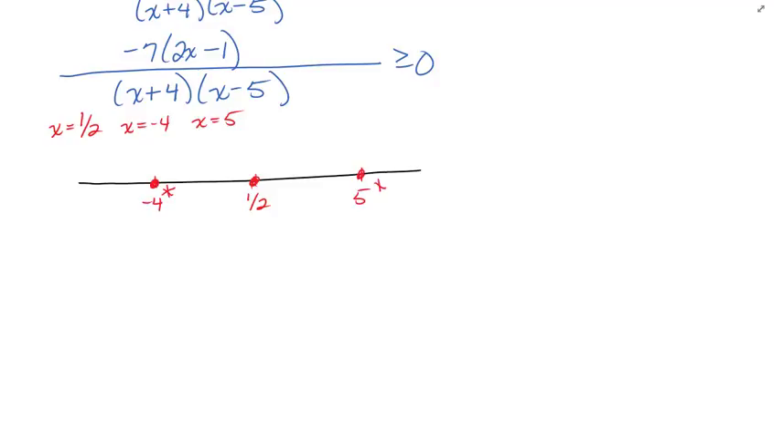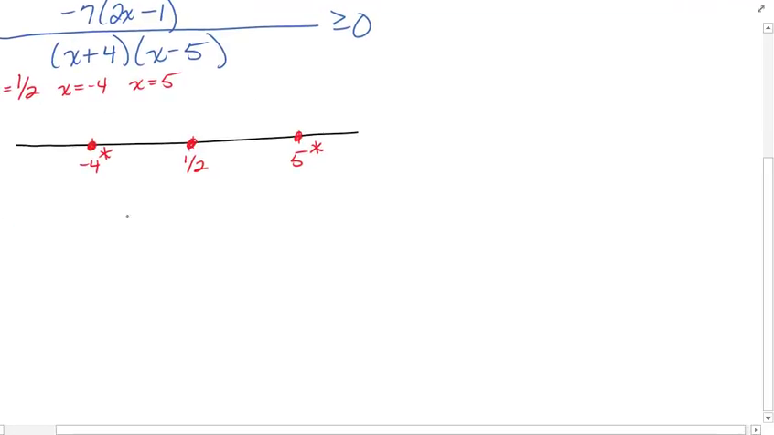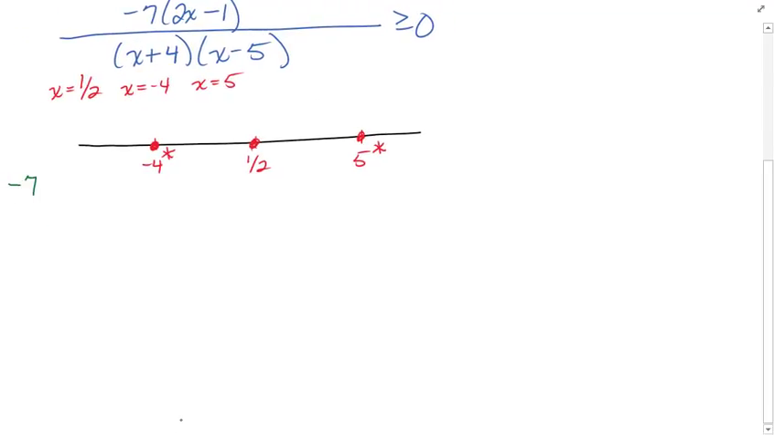Let's do it the fancy way, where we look at the individual factors. I'm just going to put my factors down. Don't forget, you have to include the minus 7. And minus 7, if I just consider minus 7, is negative regardless of what the test value is, right? Because it's always negative 7.